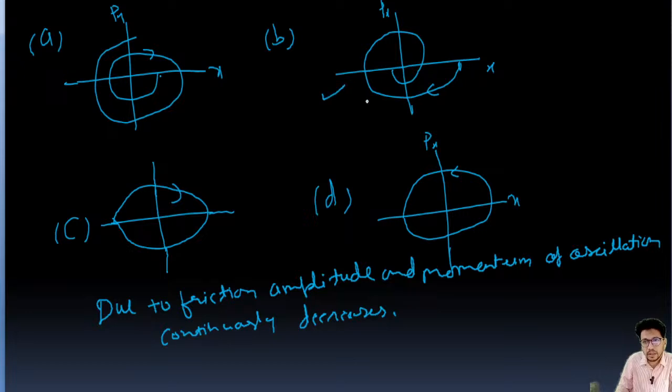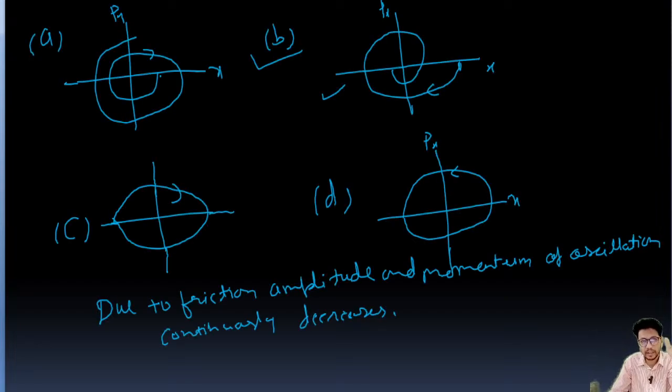So this is the correct option, because due to friction, the amplitude and momentum of oscillation continuously decrease. This graph shows that the motion of the block is decreasing and finally coming to rest. So this trajectory best describes the oscillation of the block on the horizontal surface. Okay, so option B is the correct option. Very simple question. If you are conceptually and fundamentally strong, you can easily solve these types of questions.